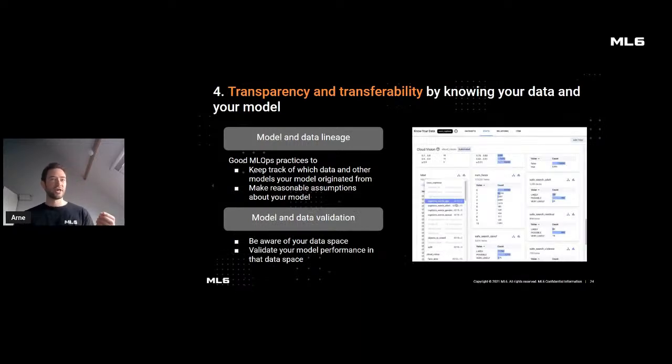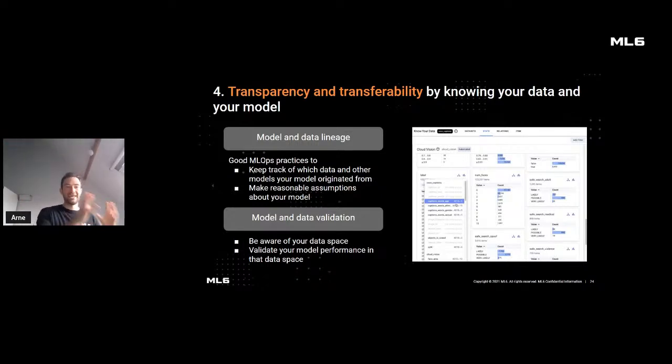Now, knowing which data your model was trained on, knowing which other models your model might have originated from is great. But if you don't know what was in that actual data set, then you can't reason about it either. So here I've put a screenshot of Google's Know Your Data tool, where you can really dissect your data sets, take a look at what are my classes, what's my class imbalance, is there some bias in here towards a certain group, for example. So really knowing your data space is also key into making reasonable assumptions about your model, and so having an explainable, complete solution in the end.